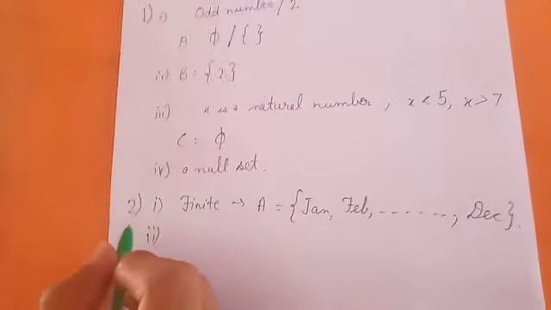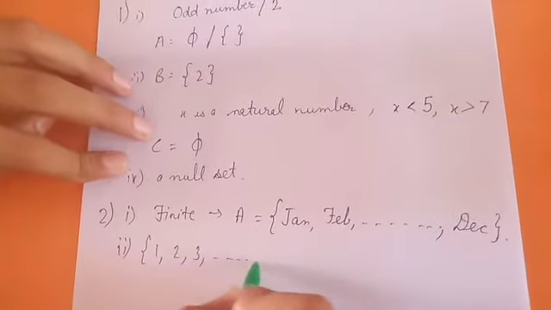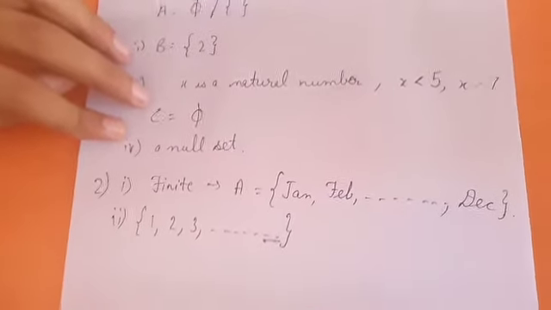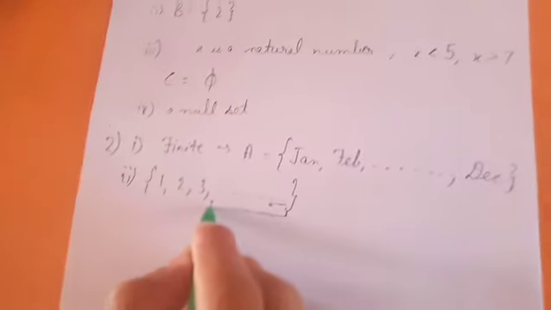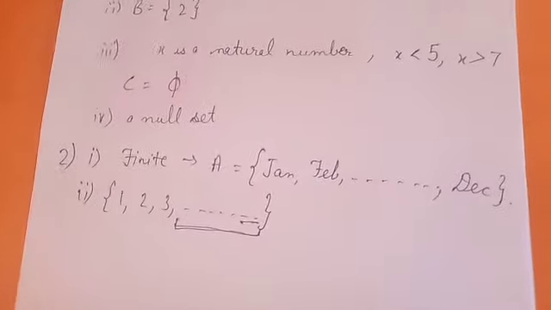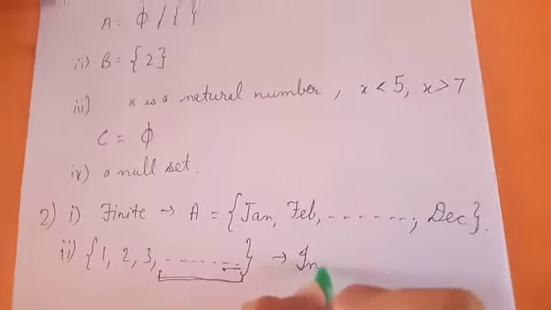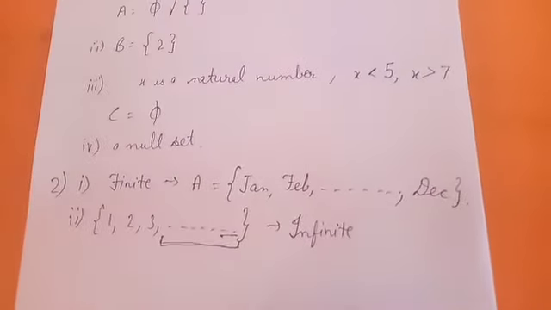Second is, in second they have written natural numbers in such a way 1, 2, 3 and dots. That means no number is written at last, means the set is moving on, it is continuing. And I have told you that whenever we have dots at the last of any set and no number or any word is written there, that means the set is infinite. Okay. Similarly, you can solve third question also and remaining parts of second question.